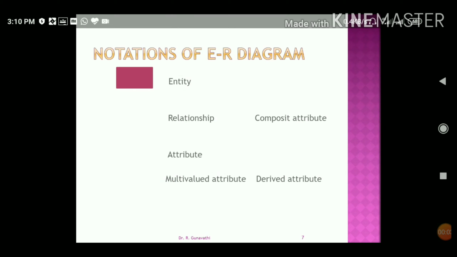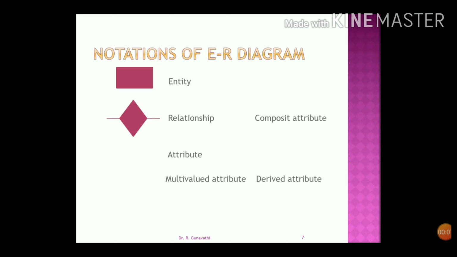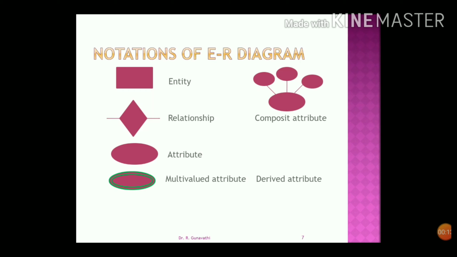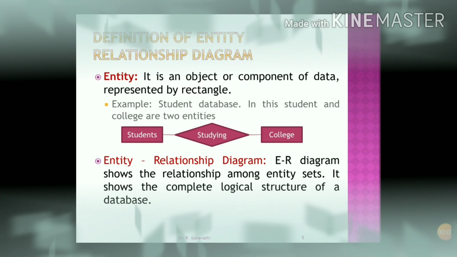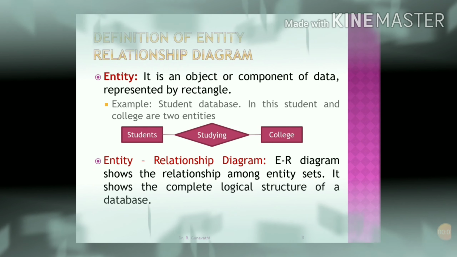Entity relationship diagram. Before we see an example of an entity relationship diagram, we will see the notations used in an ER diagram: entity, relationship, simple attribute, multi-valued attribute, composite attribute, derived attribute. Next, we are going to discuss the definition and an example of each notation in the entity relationship diagram.